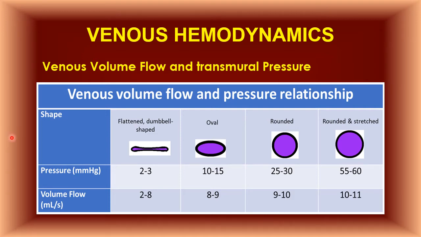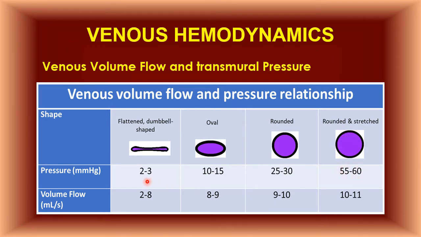And we have here this chart telling us what the shape will be in response to the volume flow. There is here volume flow 2 to 8 mLs per second, then 8 to 9 mLs per second, 9 to 10, and then 10 to 11. As you see, there is a gradual rise of the venous volume flow per second, and the shape changes from a flattened dumbbell shape to oval, to rounded, and then rounded and stretched. The rounded and stretched is the one associated with the highest pressure.